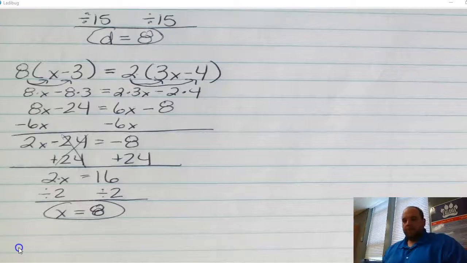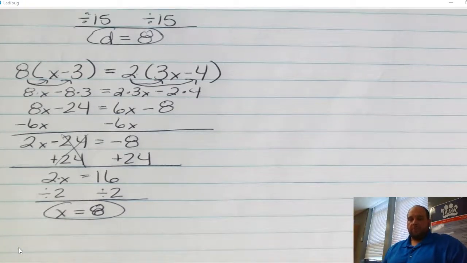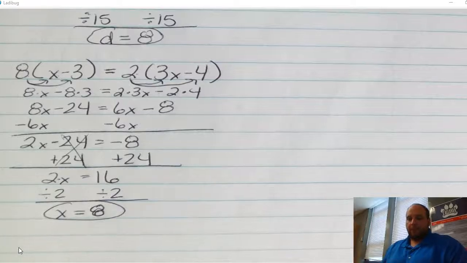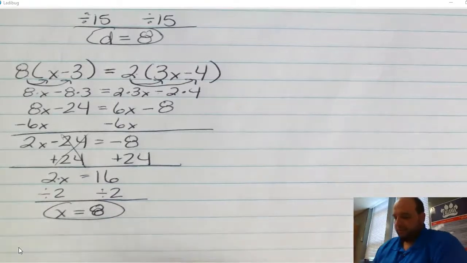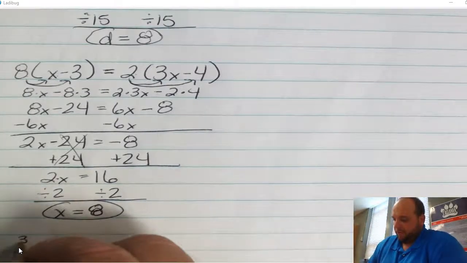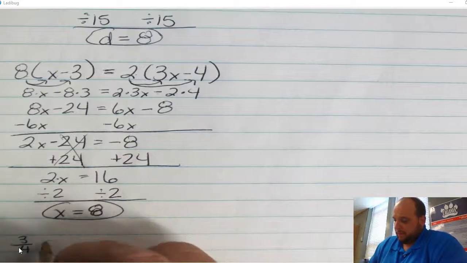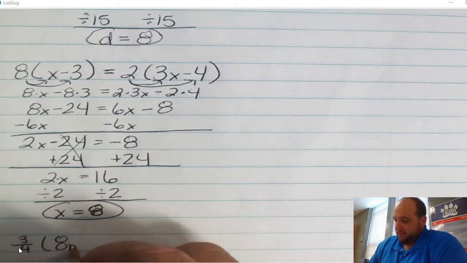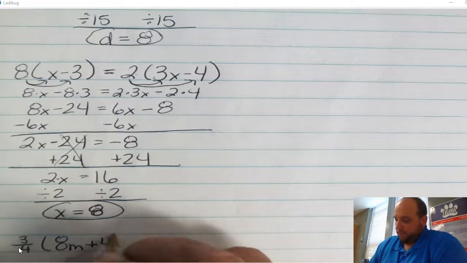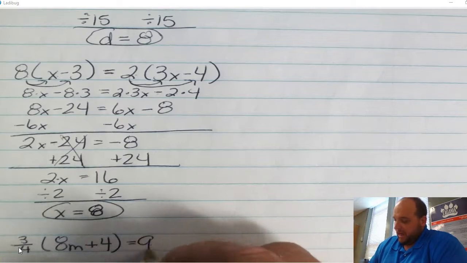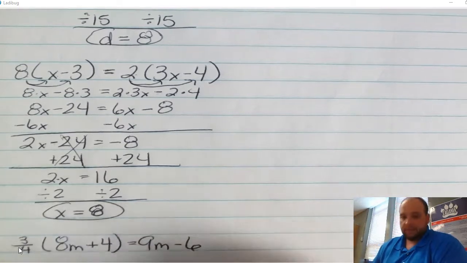All right, now that we've looked at those two examples, both using distributive property, let's look at one last example of distributive property when we have a fraction out in front. All right, so I'm going to have 3/4 parenthesis 8m plus 4 equals 9m minus 6.